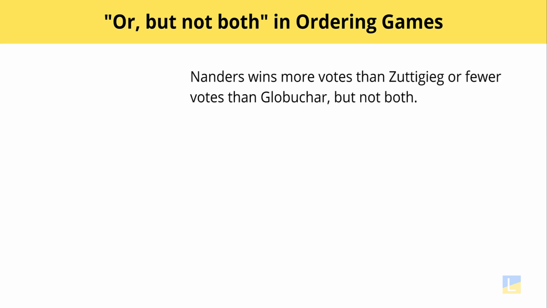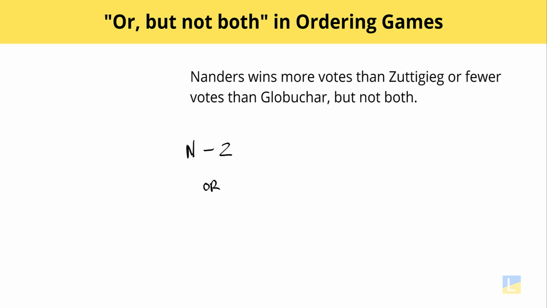So let's take a look at another example of a rule that involves "or but not both." This is going to be a little bit different from the other one. In this game, we're keeping track of the number of votes that candidates won, and no 2 candidates received the same number of votes. The rule says Nanders wins more votes than Buttigieg, or fewer votes than Klobuchar, but not both. So I'll go ahead and diagram each part of the OR statement first. Nanders is going to be winning more than Buttigieg, and I'll put more on the left, greater's on the left side, fewer's on the right side.